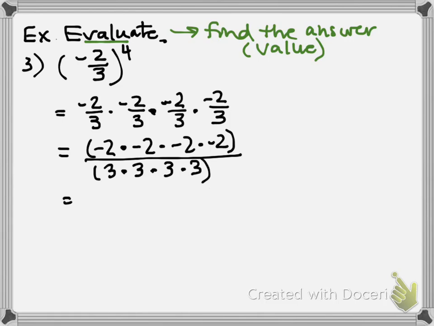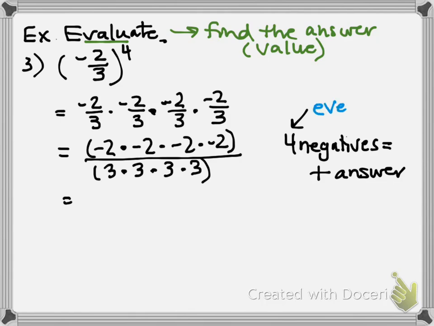So first thing I want to do is get my sign and my answer. How many negatives did I have? 4 negatives. What sign do I get for my answer if I have 4 negatives? I'm going to get a positive answer. What kind of number is 4? Even. So anytime I have an even number of negatives, I'm going to get a positive answer. So I'm not going to worry about signs because it's already in there.